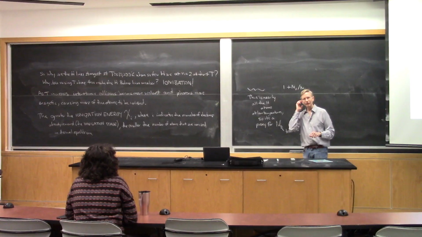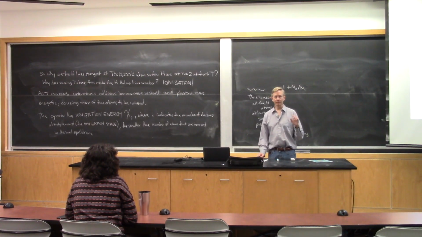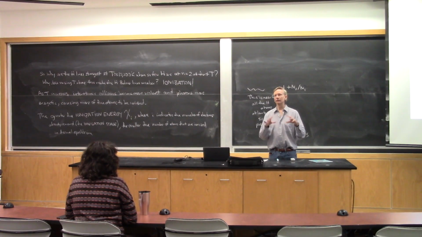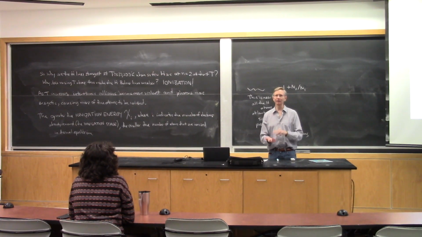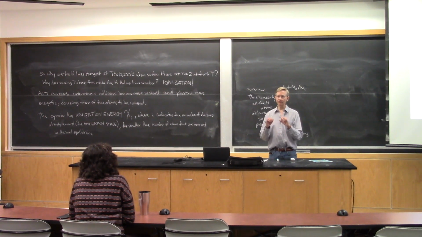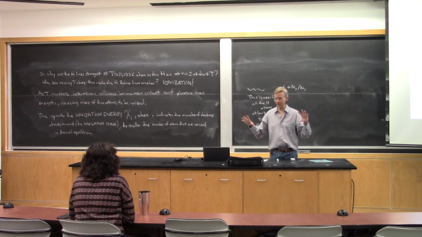In other words, it's a little more interesting to know the fraction of atoms in total that are in N2 as opposed to the ratio. The total number of atoms is N1 plus N2 plus N3 plus N4, and so on. But at low temperatures, there are so few atoms excited higher than N equals 2 that N1 plus N2 is a pretty good approximation to the total number of hydrogen atoms.